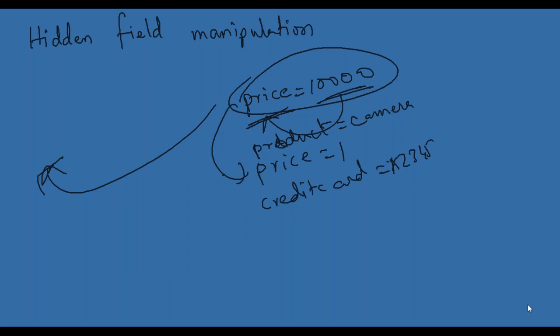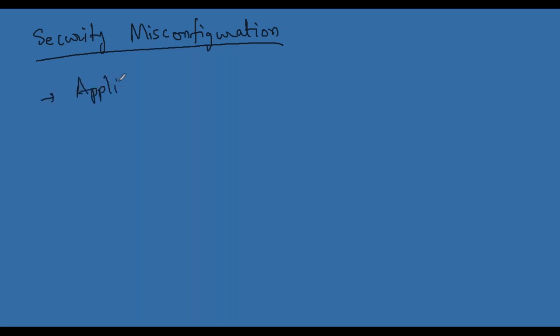Then another attack is security misconfiguration. Security misconfiguration can happen at any level. It could be at the application level, including the platform, what platform is being used, what server is being used, what app server is being used, what framework is being used.